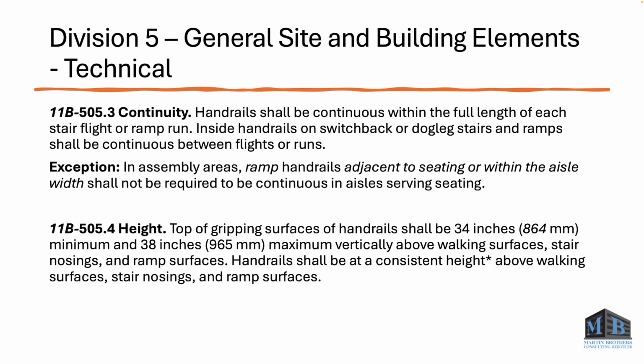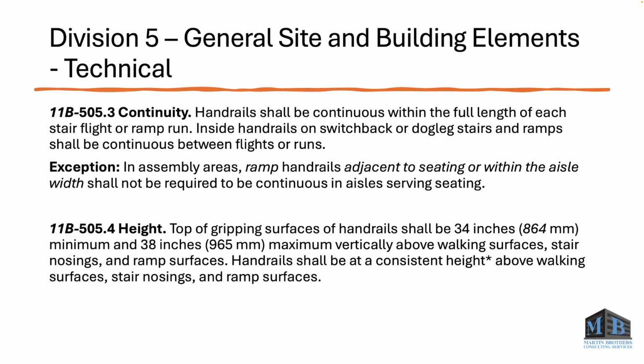I would just like to note there's an asterisk after consistent height here. The term consistent height, when it comes to ramp and stair handrails, is not really something that is defined in the code. Nowhere in the building code, even outside of Chapter 11B, does it say at one step your handrail can't be at 34 inches high, and at the next step it can't be at 38. Now, practically speaking, having a wavy handrail like that is not okay, but there's nothing solid in the code that you can point to and say, hey, that's a violation.